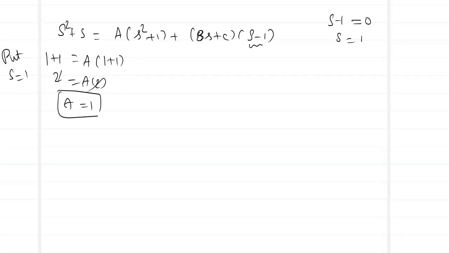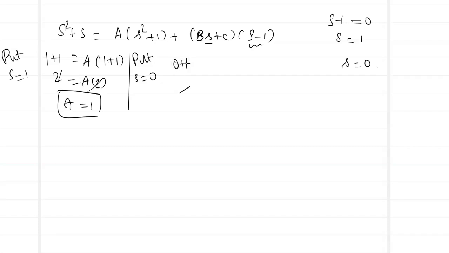The next thing which I will be requiring is going to be the second constant. So how to get the second constant over here? Let me equate one more value. So I have an s over here. Let me replace s to be 0. So when I put s equal to 0 on both sides, what will happen?